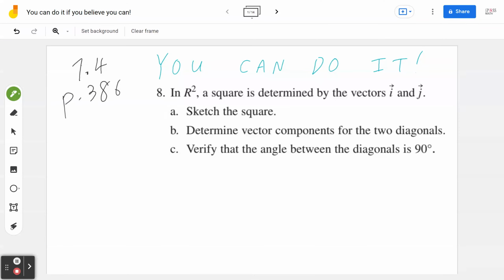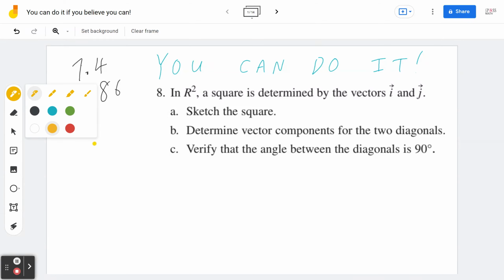Hi, everyone. Let's take a look at number 8 on page 386 for grade 12 calculus and vectors. In two-dimensional space, or in R2, a square is determined by the vectors i and j. So vector i, which is a unit vector, and vector j, which is a unit vector as well. Part A, sketch the square.